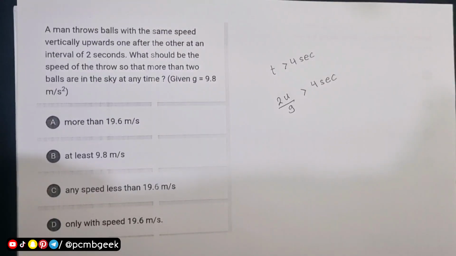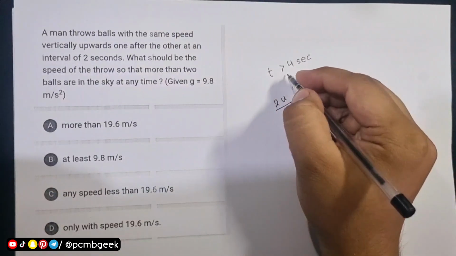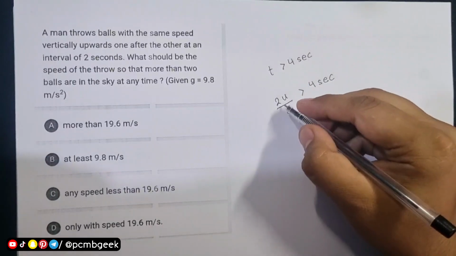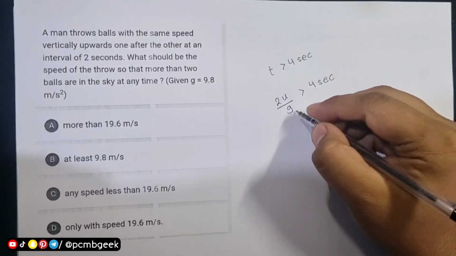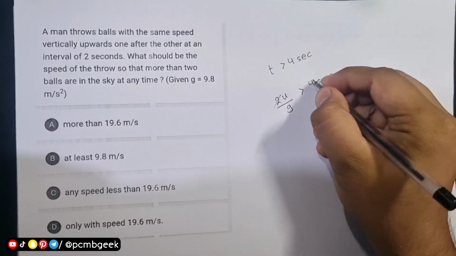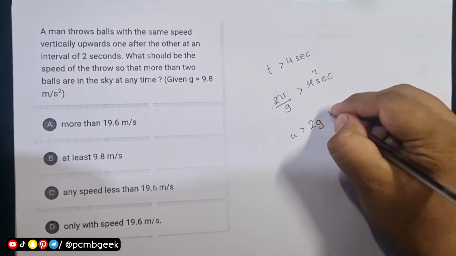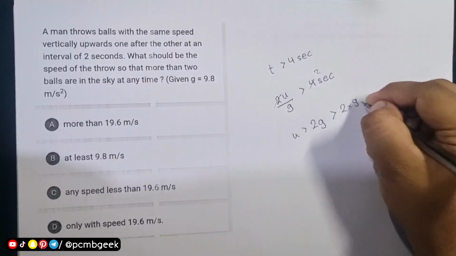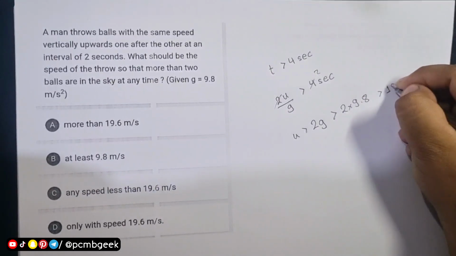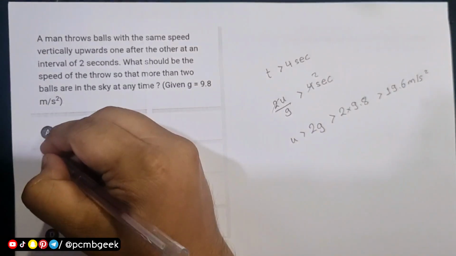Now, when more than 2 balls, meaning a minimum of 3 balls are in the sky, the time of flight for the first ball should be more than 4 seconds. That means 2u divided by g should be greater than 4 seconds. That means u should be greater than 2 times g, that is 2 times 9.8, which equals 19.6 meters per second, which means our option number A is the correct answer.